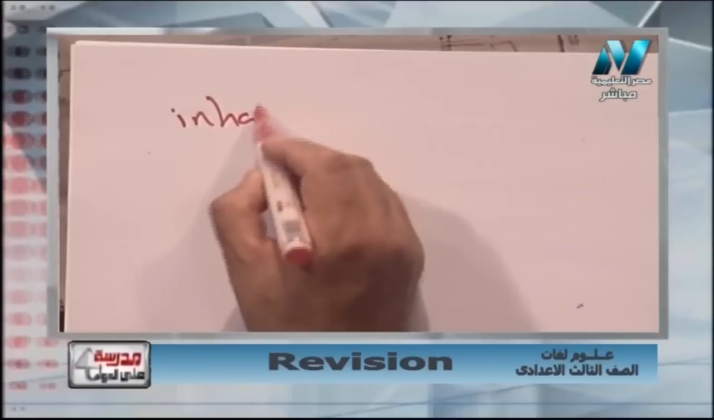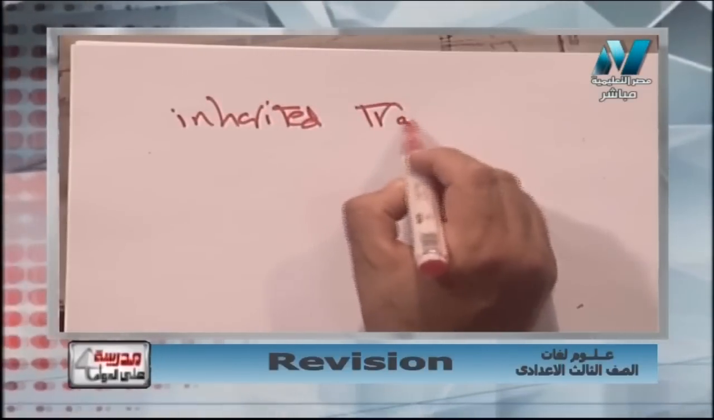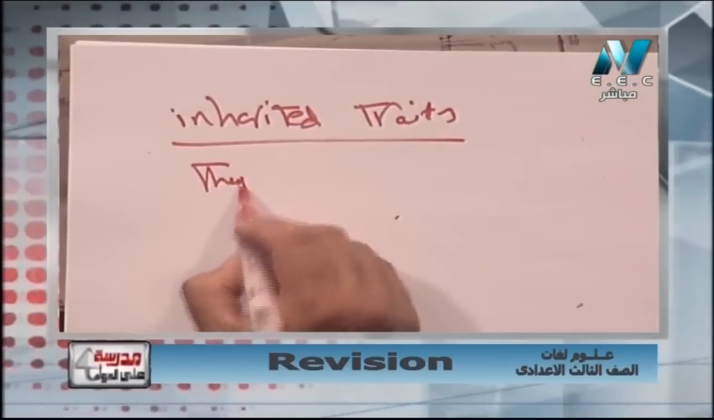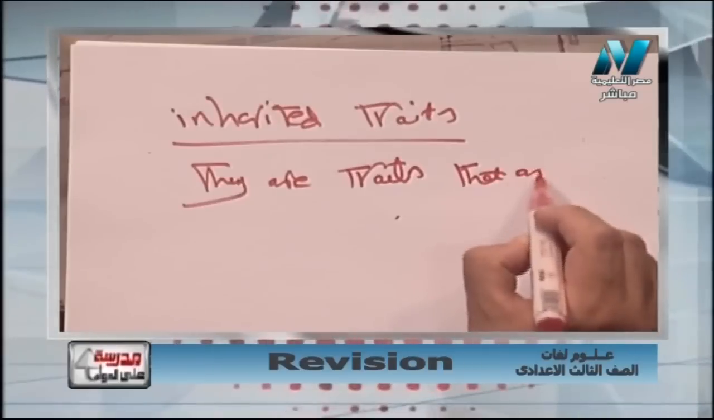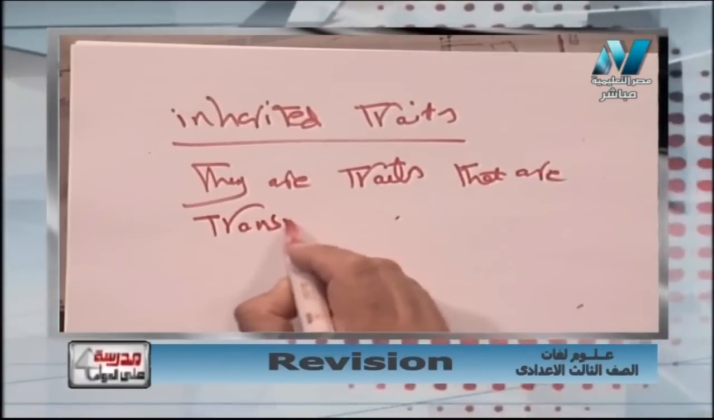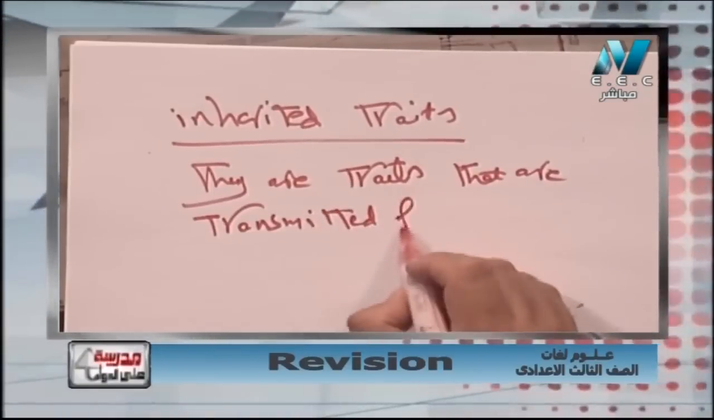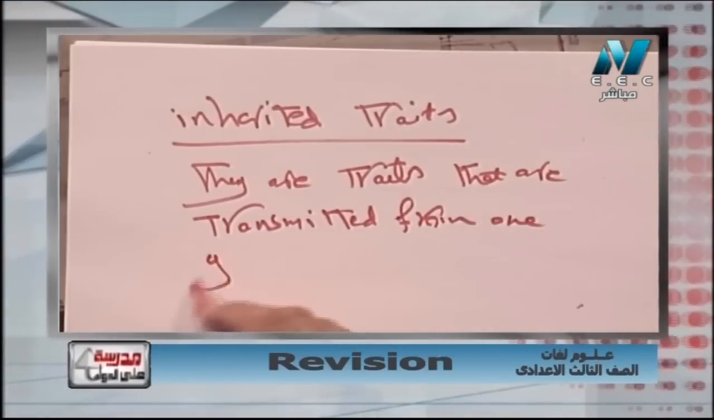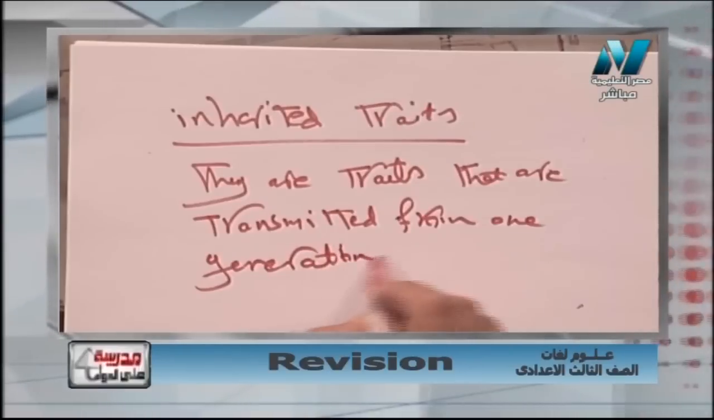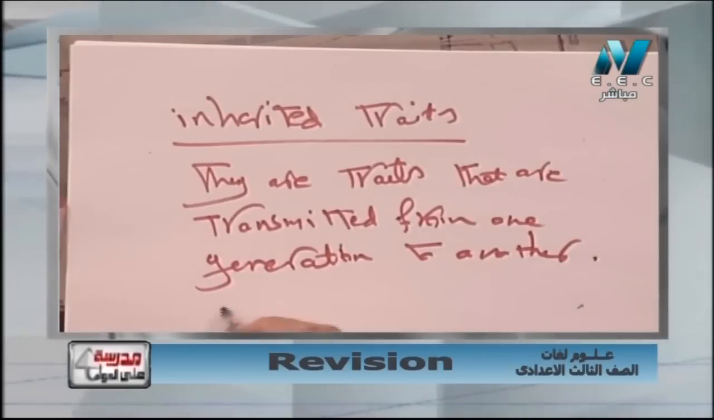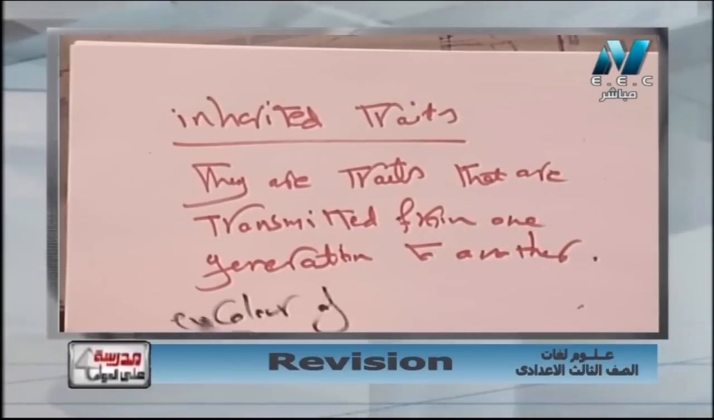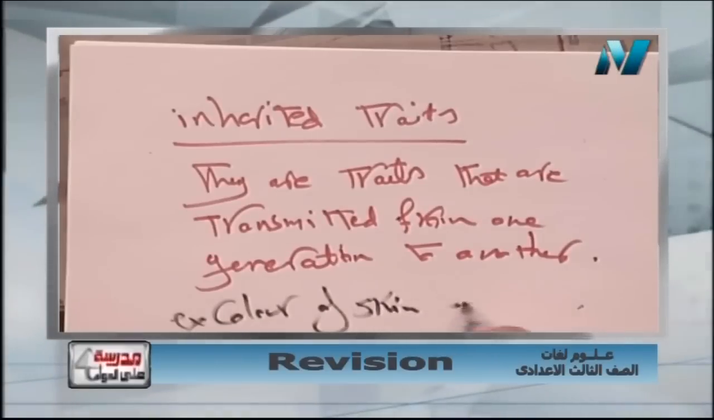Okay. So what about the inherited trait? What is the definition of inherited traits? They are traits that are transmitted from one generation to another. Such as color of skin, for example. Such as color of hair.